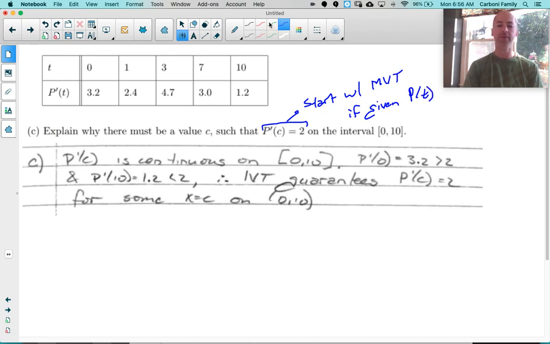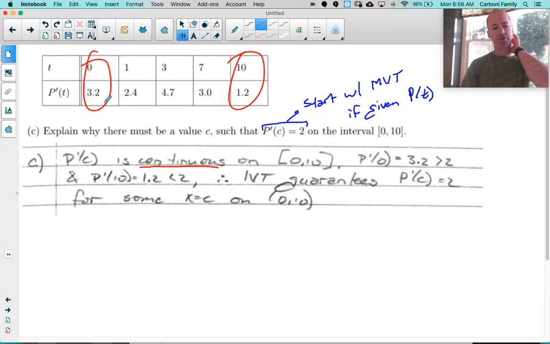We can go intermediate value theorem. Just remember the intermediate value theorem hinges on continuity, so you must specify that the function is continuous. Then we are simply going to look for 2 values, any 2 values that are on each side of 2, and it just so happens that at 0 and at 10, P prime of 0 is 3.2, that's greater than 2. P prime of 10 is less than 2. Therefore, the intermediate value theorem guarantees that this does happen.